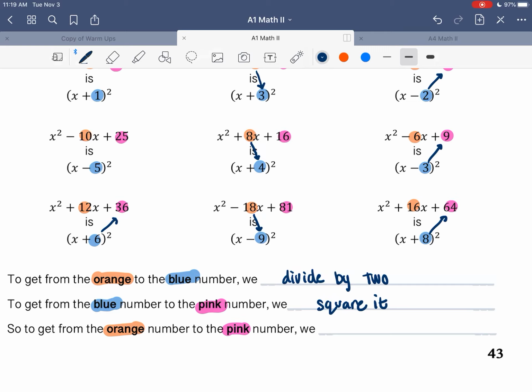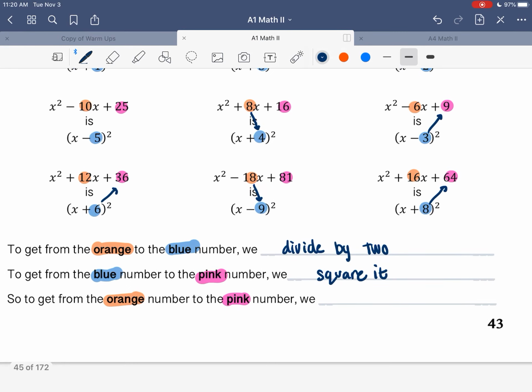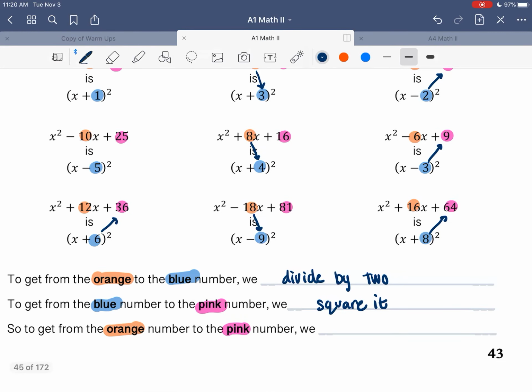So if we were to have nothing except for just this part of the trinomial, we would be able to fill in all the rest of it, because from orange to blue, we divide by 2, and then to get from there to this number, we square it. And so we can combine both of those steps. We can combine those two steps to be divide by 2 and square it.